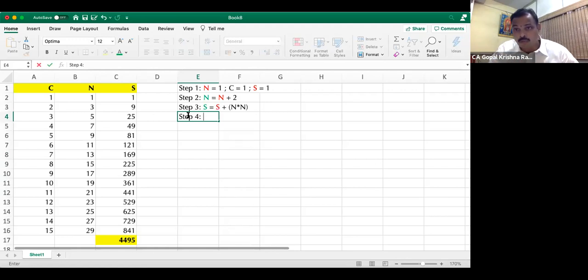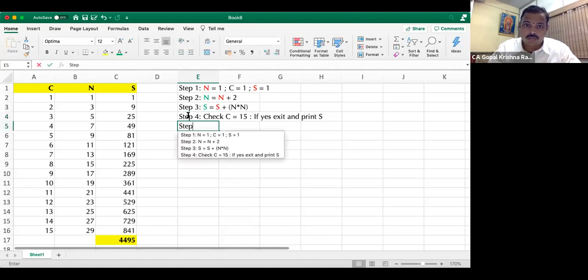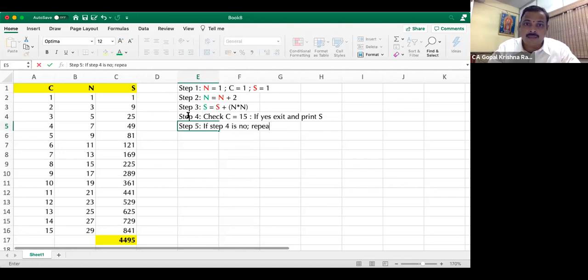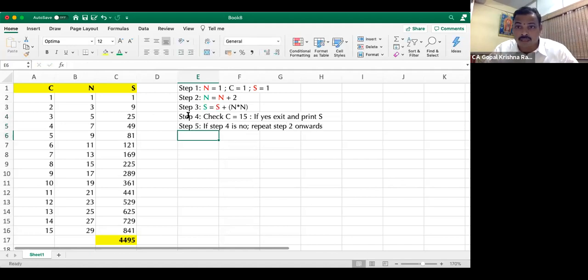So step 1, 2, 3, what is 4? 4 is actually, I already know what is s. Now check whether C is equal to 15, counting whether it is 15. If it is 15, exit. Check if C is equal to 15. So if yes, exit and print s, because s is the sum. If no, if step 4 is no, repeat step 2 onwards.